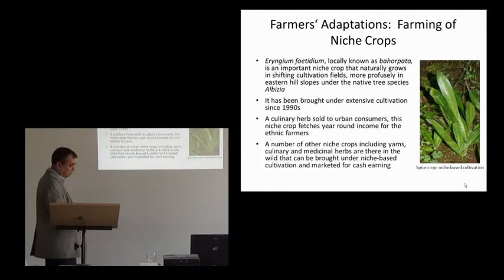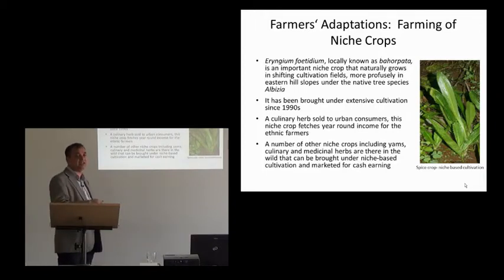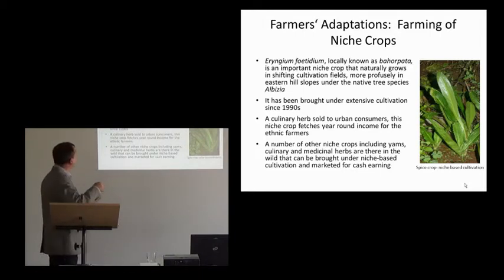And one most important crop these days is this herb. I don't know if you have seen that. I went to one supermarket the other day and I found this herb here in Germany. So this is Eryngium foetidum.